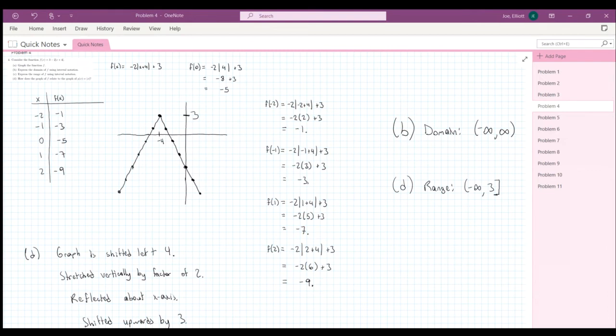Okay. And they probably want it written with negative infinity on the left and 3 on the right, because that's kind of like the order, like left to right. Negative infinity is smaller than 3. So you'd want to write negative infinity on the left and 3 on the right instead. Okay?